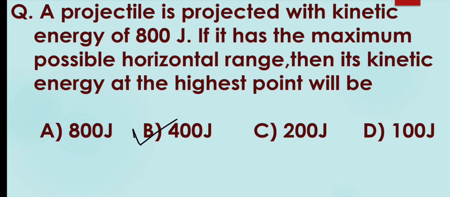Means a projectile is projected with the kinetic energy of 800 joule. If it has the maximum possible horizontal range, then its kinetic energy at the highest point will be 400 joule.